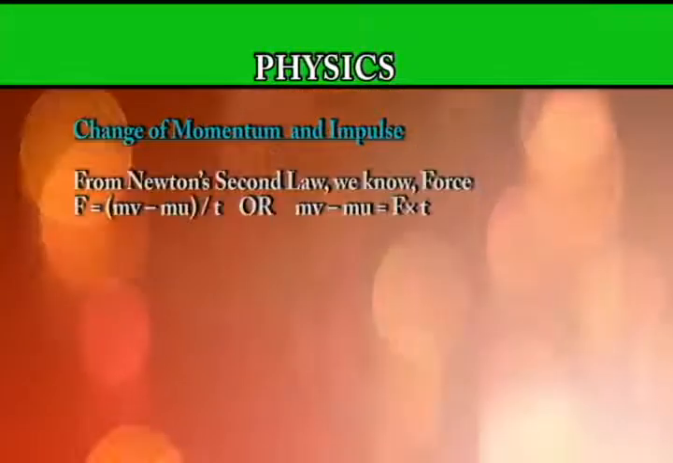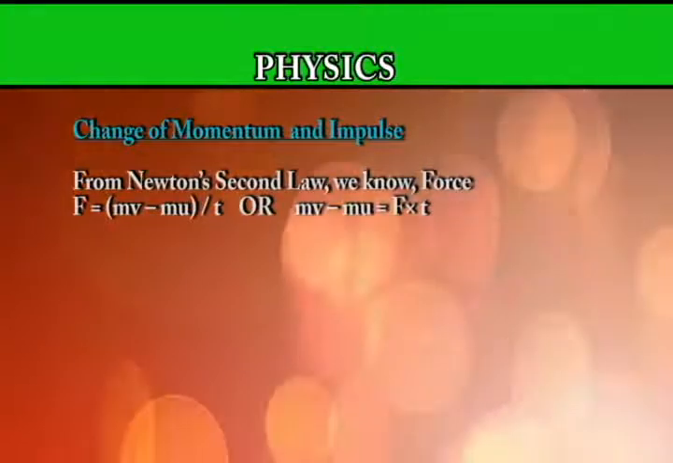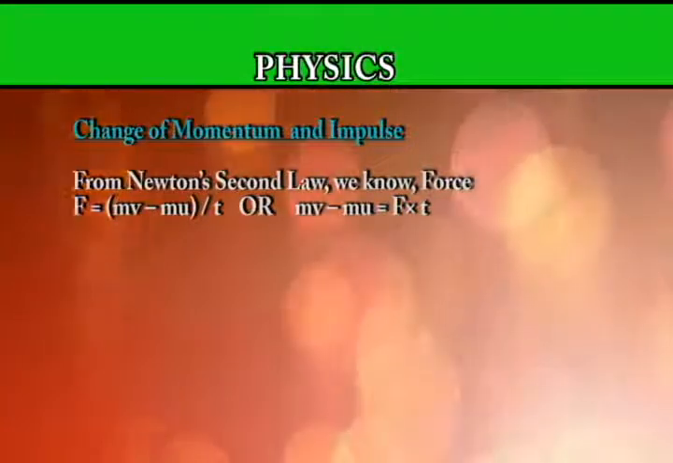Change of momentum and impulse. From Newton's second law we know force F equals (mv minus mu) divided by t, or mv minus mu is equal to F times t.